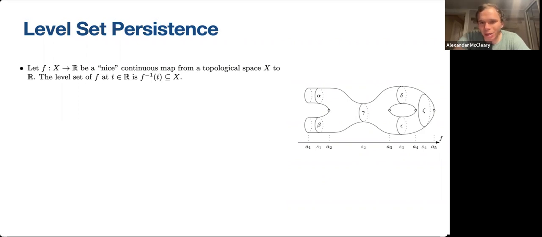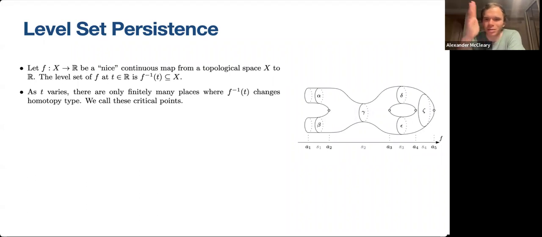So for example, if we're looking at F inverse of S2, it's just going to be this middle circle here, gamma, the sort of waist of this shape. It's just going to be that one little thin one-dimensional circle and not this two-dimensional surface that we'd get if we looked at the sub-level set.